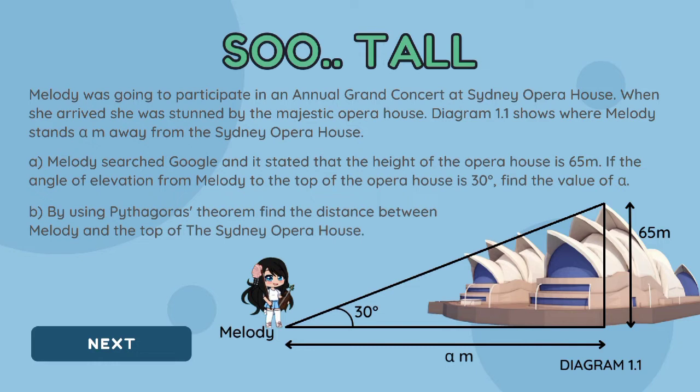The second question is, by using Pythagoras theorem, find the distance between Melody and the top of the Sydney Opera House.